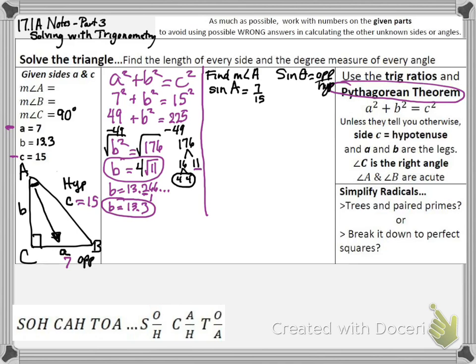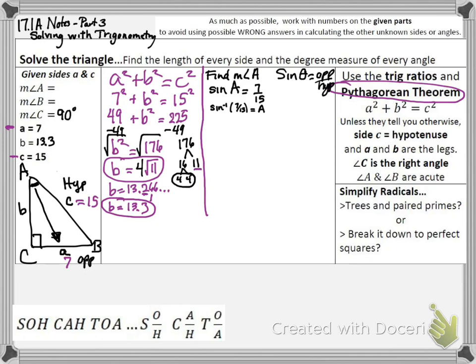I can't just divide out the word sine. That's not going to work. The only way to get the A out of the sine, the only way to find the measure of an angle, is to do inverse sine of that fraction. Notice I did not change it into a decimal and round it off first. I'm trying hard not to round anything off until I get to the end of the problem. Then I can put it in my calculator.